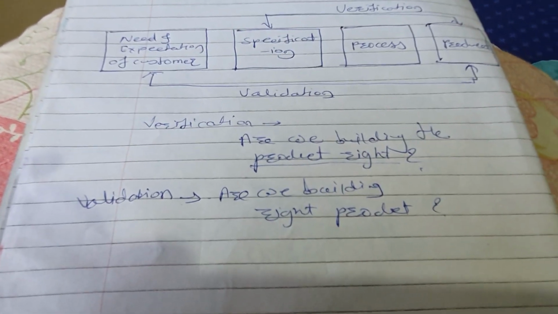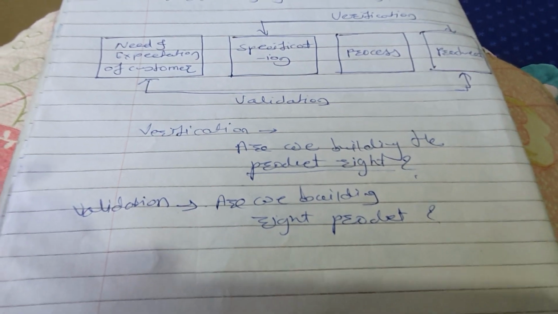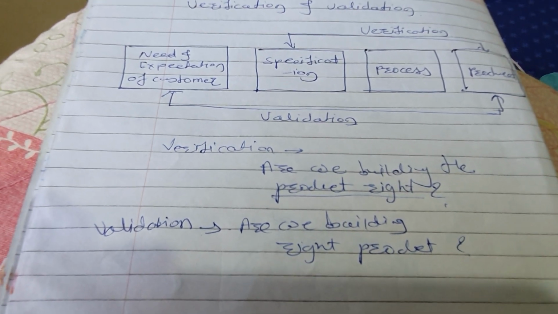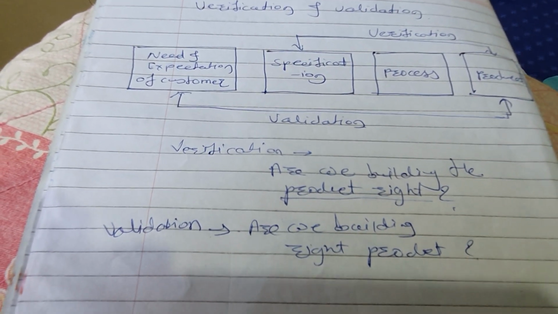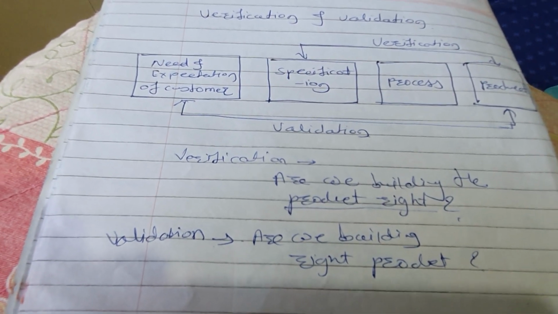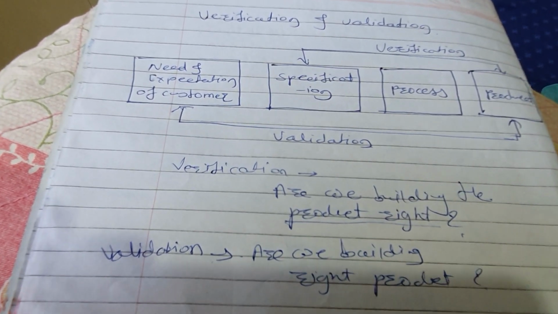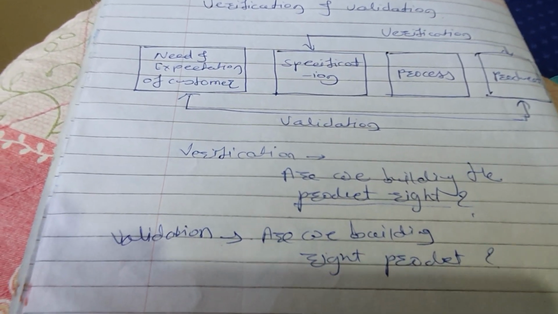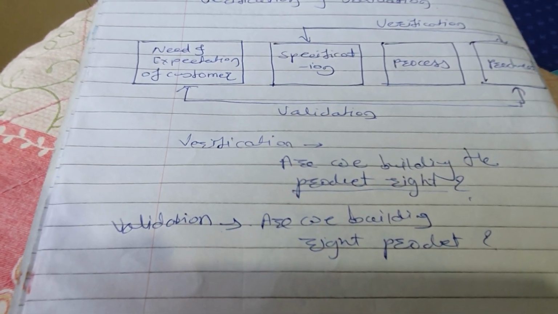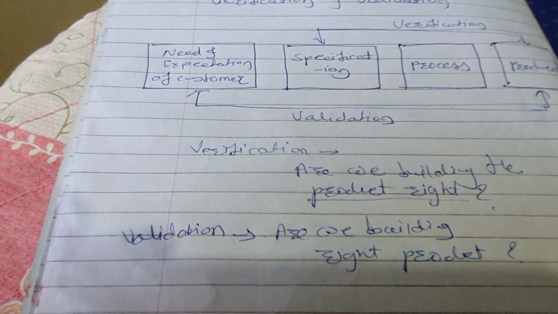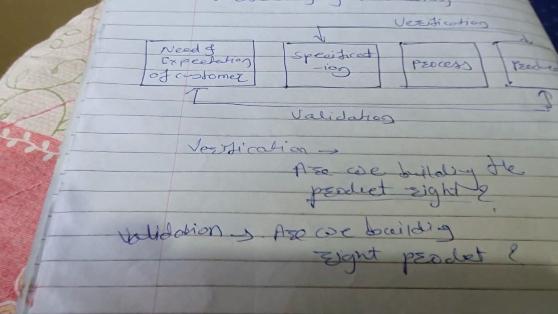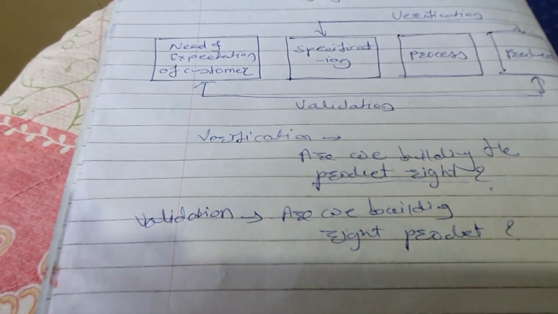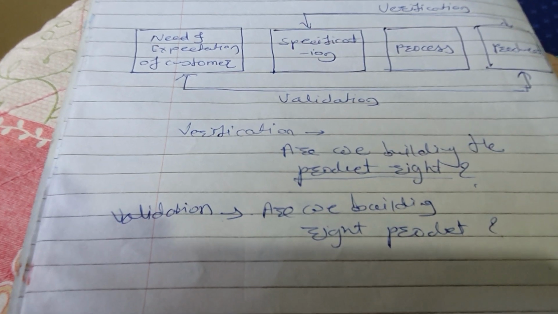Okay, verification means, are we building the product right? And validation means, are we building the right product? What does verification mean? It is an approach to evaluate whether the software fulfills the requirements of the customer or not. The role of verification is to check whether the software is designed as per customer requirement or not. This is called verification. And verification is also called a static approach, because it does not involve any execution of code.